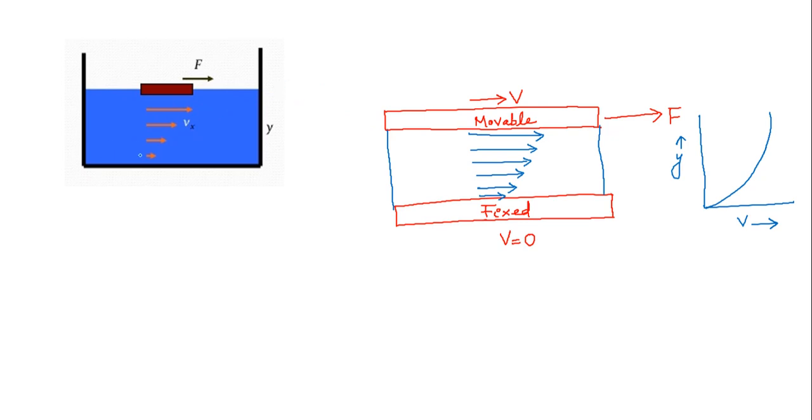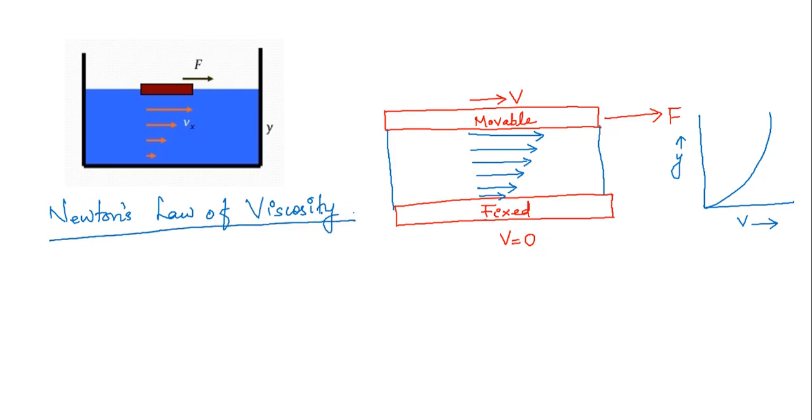So here we have a container. This container is a fixed container and we are applying a force on the surface. Here fluid is filled, we are applying a force on the surface. So those layers which are adjacent to the movable surface will experience greater velocity, and when we go down, the velocity will keep on decreasing. And this phenomenon is explained by an important law in fluid mechanics known as Newton's law of viscosity.